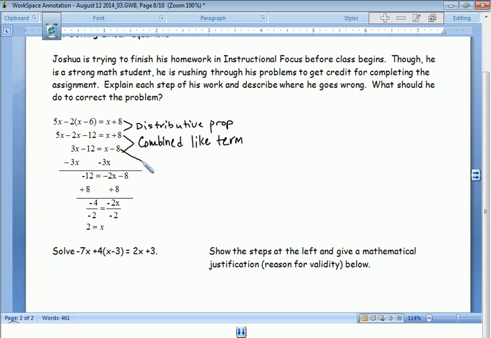Okay, to go from here to the next line, which is here, what did he do? What property did he use? He sure did. He used the subtraction property of equality. He subtracted equal amounts from both sides. Therefore, the equation remained balanced. The subtraction property of equality. And I'm just going to put an equal sign.